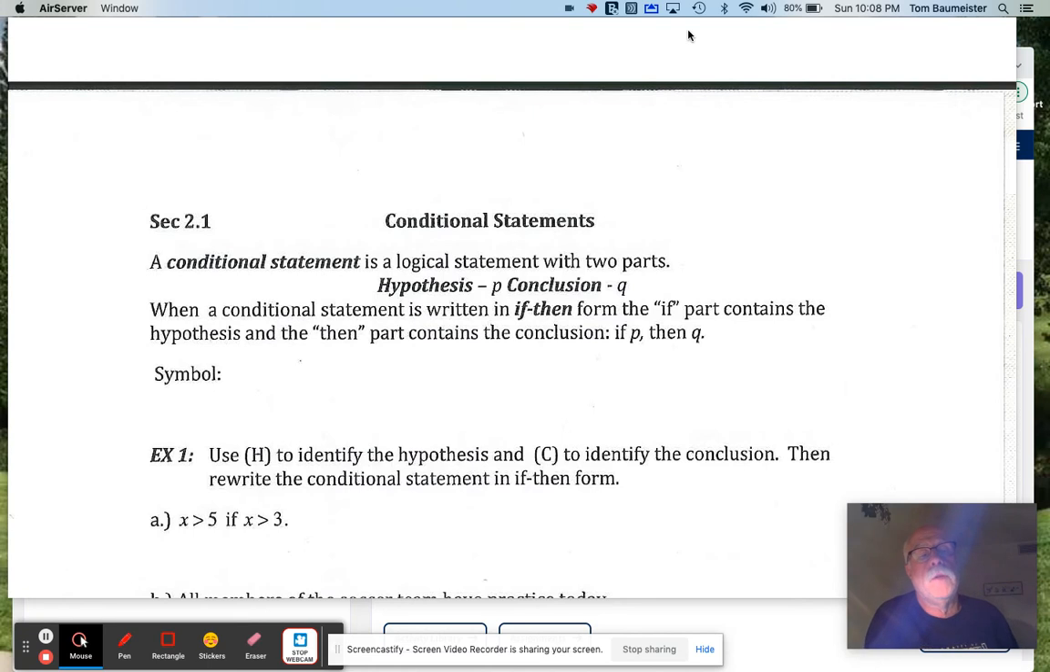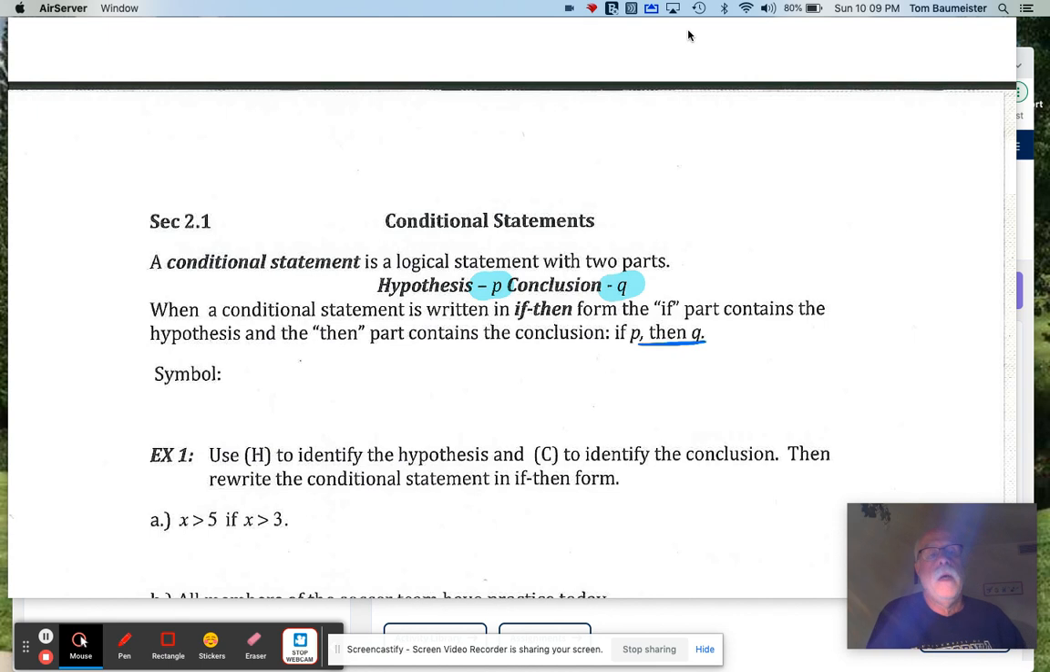All right, section 2.1. This is chapter 2, conditional statements. So a conditional statement is a logical statement with two parts. One is the hypothesis, which we'll call P, and the other one is the conclusion, which we'll call Q. When a conditional statement is written in if-then form, the if part, that doesn't include the word if, it's what's after if, the if part contains the hypothesis and the then part contains the conclusion. So a lot of times we'll say if P, then Q.